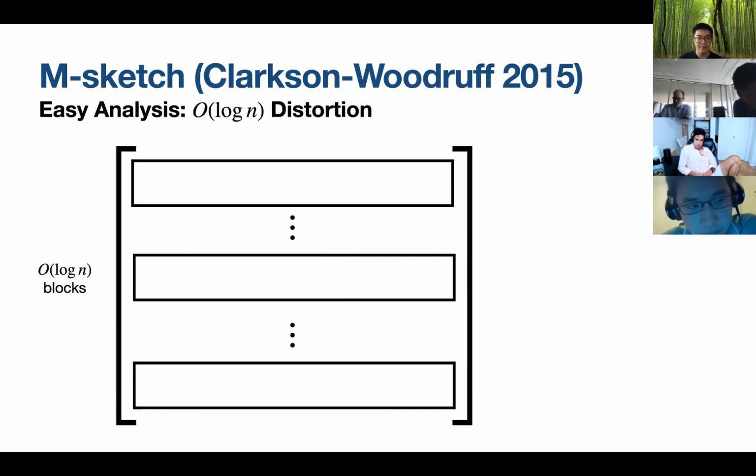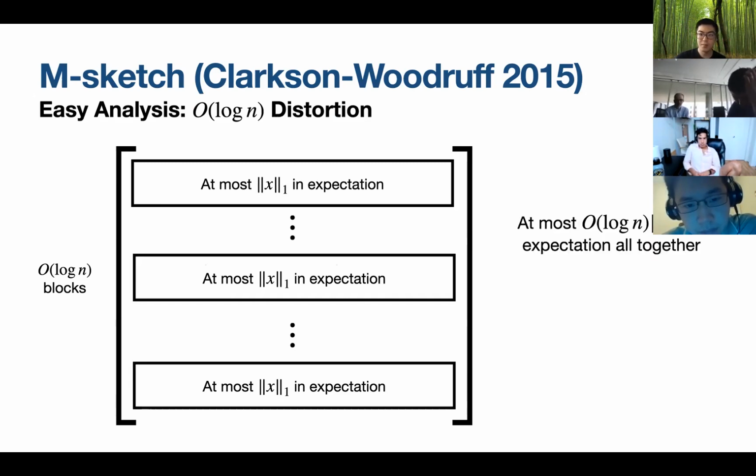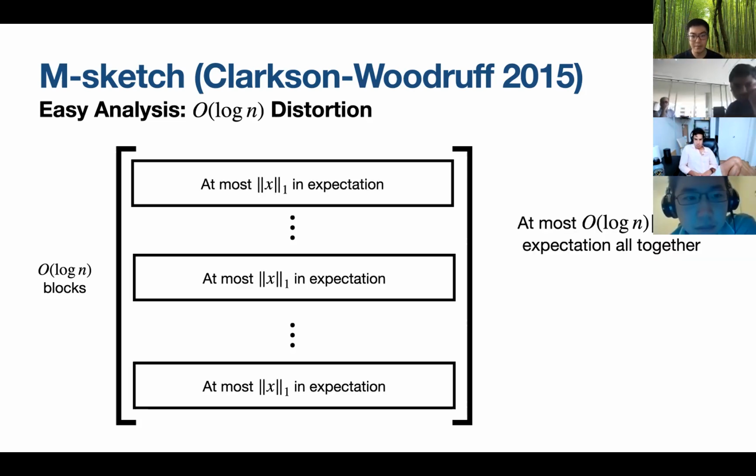At first glance, the easy analysis is to show that this has a distortion of at most O of log n. Why is this the case? At every level of sampling and rescaling, we have a contribution of around the 1 norm of x in expectation. Since I have O of log n blocks, in expectation the L1 norm of this is at most log n times the 1 norm of x. By a Markov bound, this also holds with constant probability, up to constant factors.